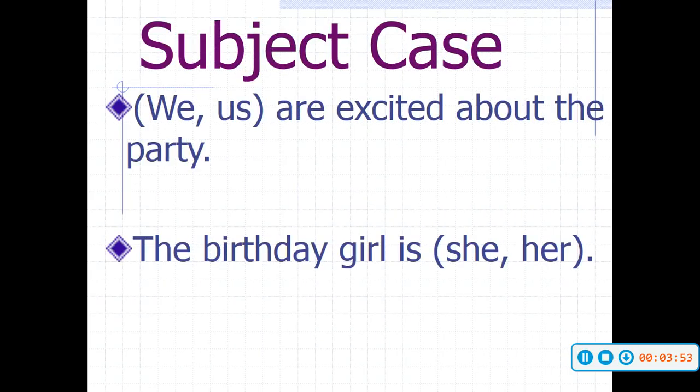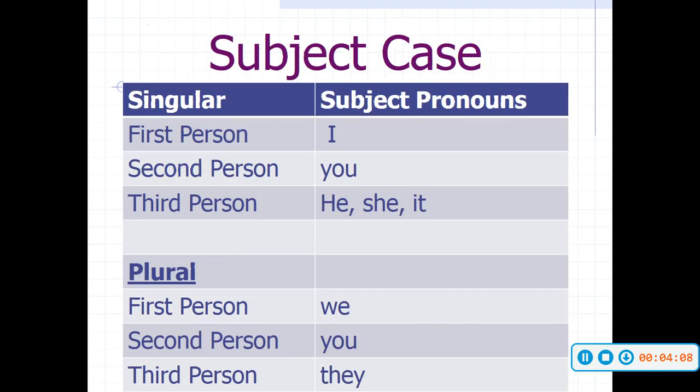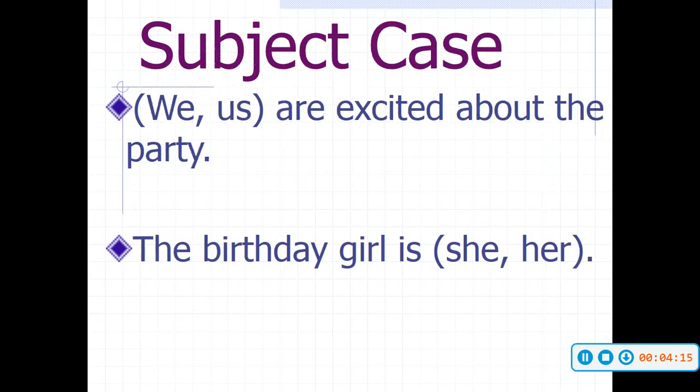Okay. Look below your chart. For A part, where it says pronouns are all about that case, subject case, object case, and possessive case, let's choose a subject case pronoun to complete these sentences. We or us are excited about the party. Well, if we go back and look, which is what subject case pronoun? We is the subject case pronoun. So we are excited about the party. We fits that sentence the best because it is a subject pronoun and it's working as the subject of the sentence.